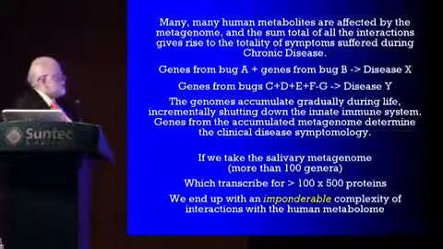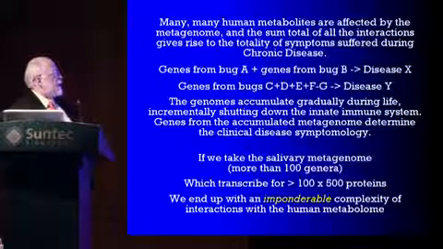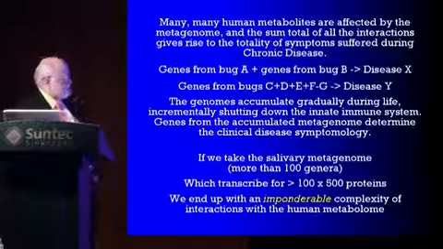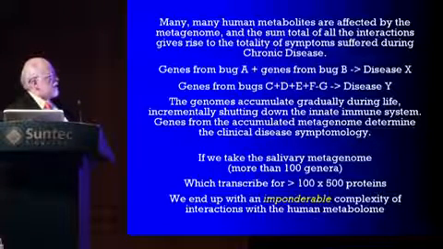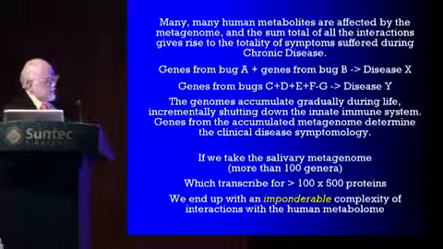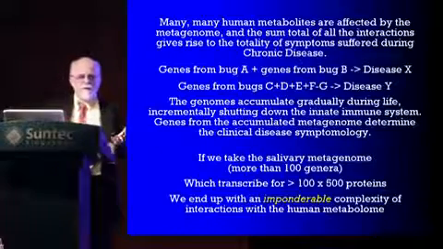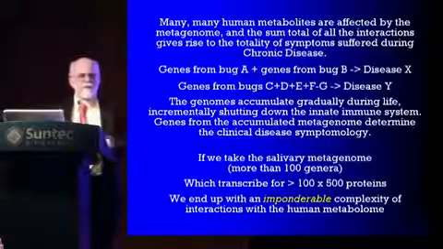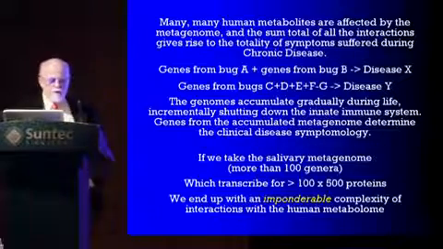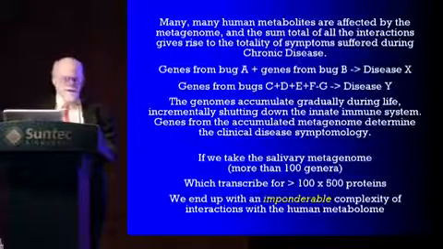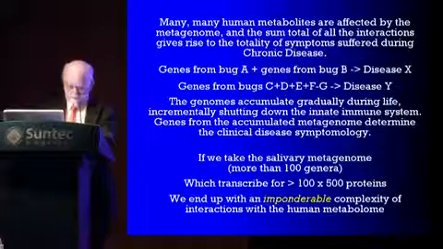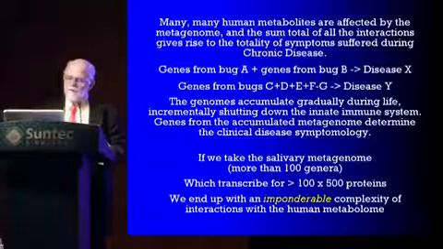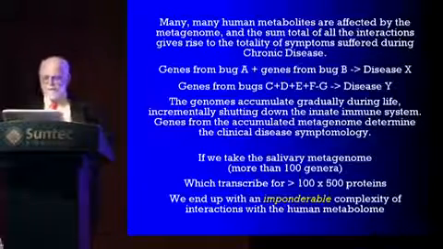For example, if a certain person has genes from bug A and genes from bug B, which are expressing proteins and other components, proteases, in the cytoplasm, that might well lead to disease X. Whereas to get disease Y, you might need genes from bug C, D, E, F, and with the absence of bug G. This is a totally new concept in medicine. Medicine still works on the postulates of Koch, which is one bug, one disease. But now we understand it's not that. The genomes interact. The genomes accumulate gradually during life, the metagenome, incrementally shutting down the innate immune system. Genes from the accumulated metagenome determine the clinical disease symptomatology.